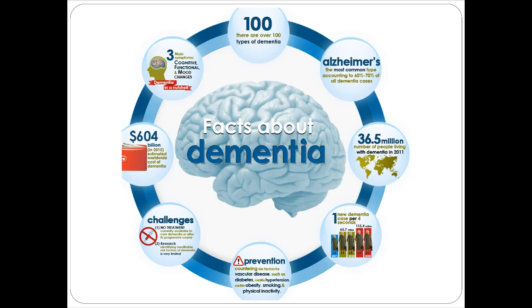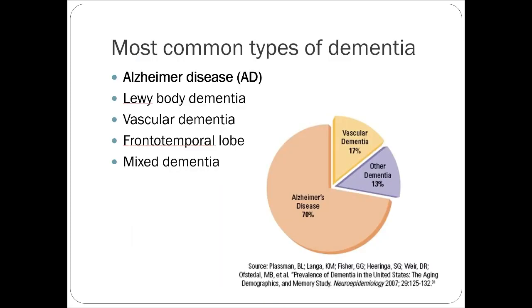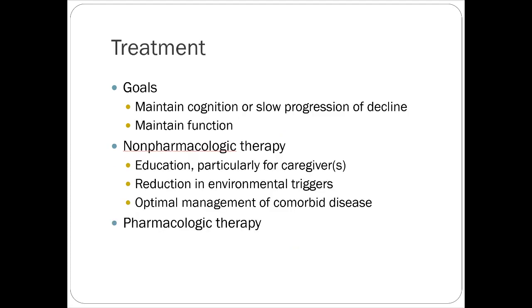Here are some stats on dementia and Alzheimer's disease. So the most common types of dementia: Alzheimer's disease is the most common. Lewy body. Vascular dementia, I think of as something that is going to be classified as post-stroke related memory loss. And then there are some other types out there too. Goals: maintain cognition or slow progression of decline, and maintain functions of living.